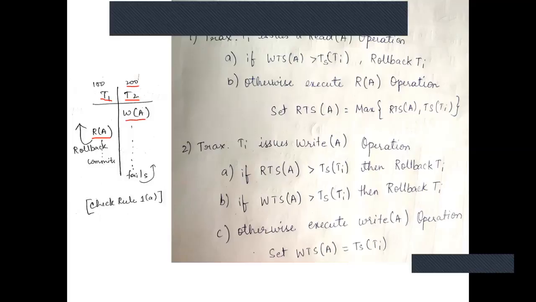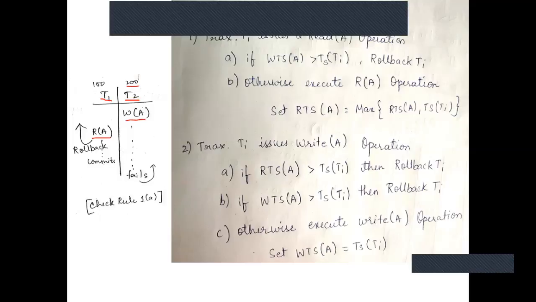But here what is happening? First the younger transaction is executing, then the older transaction is executing. That's why we roll it back, because the condition says WTS of A is greater than TS of Ti. If that condition is satisfied, then roll back the transaction T1.